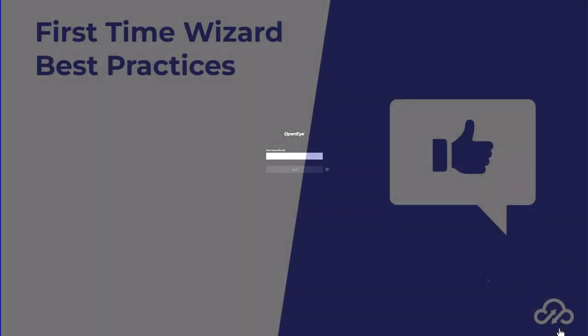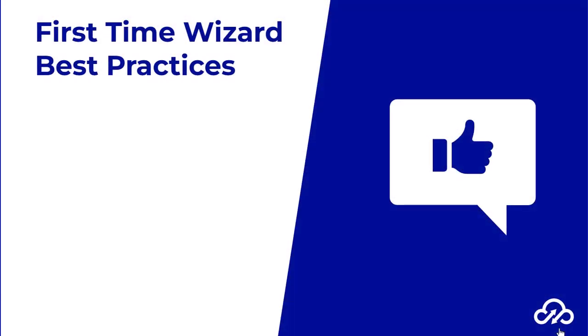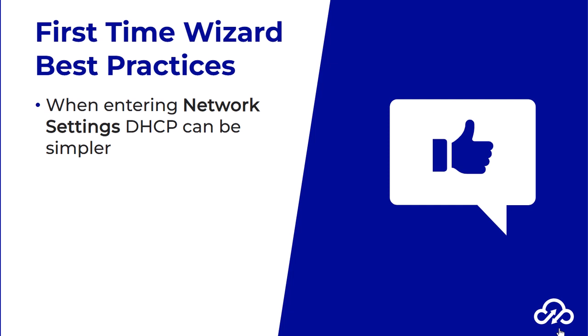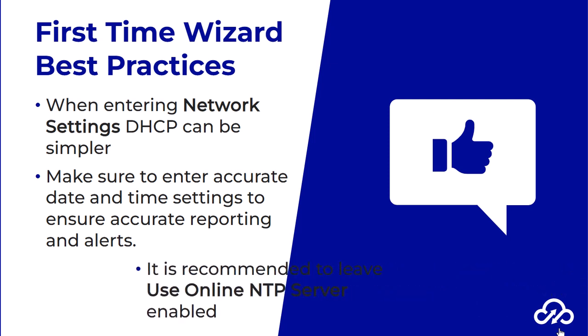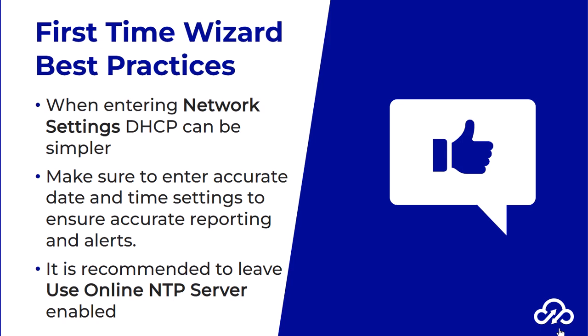To recap best practices, unless a static IP is needed, using DHCP is often simpler. Ensure proper time settings for accurate reporting and alerts. Online NTP server is recommended for the most accurate time.